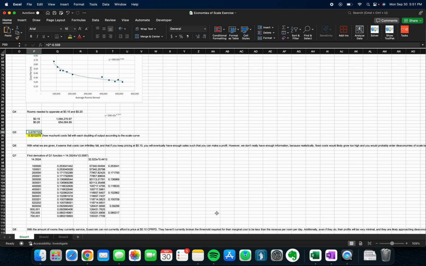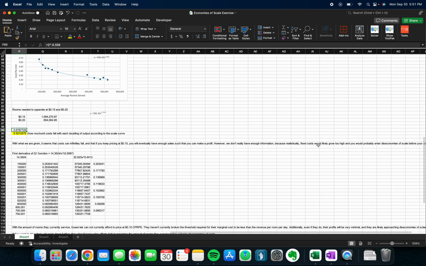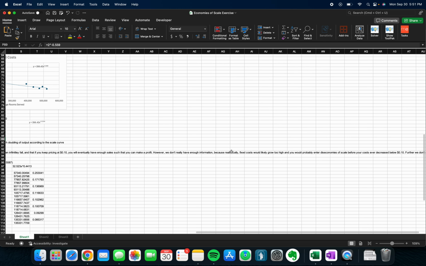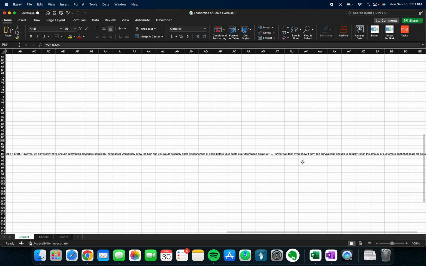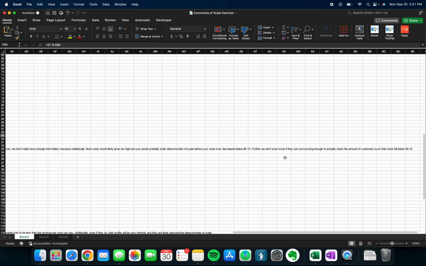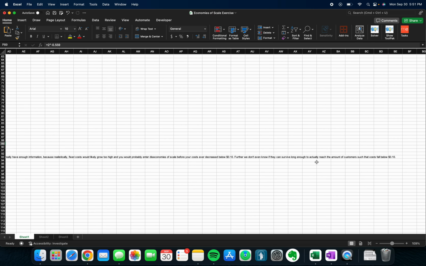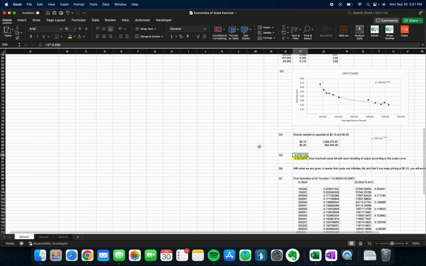So I'll just read out my answer. I said, with what we are given, it seems that costs can infinitely fall. If you keep pricing at 10 cents, you will eventually have enough sales that you can make a profit. However, this isn't very realistic. We don't really have enough information because the more rooms that you serve, the higher fixed costs get, higher variable costs might even get, and eventually you're going to enter diseconomies of scale, and your costs will likely never actually get below 10 cents. We also don't know how long you can survive at a deficit, if you would even be able to wait long enough till you service enough rooms.